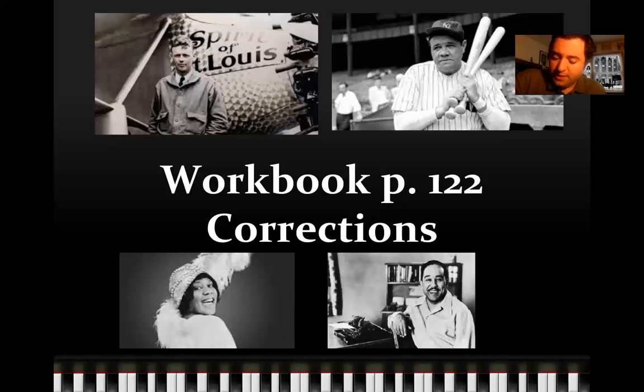6 through 14, match each person with his or her description. Number 6, Louis Armstrong. It's a big one. F, trumpeter who helped create jazz music. 7, Bessie Smith. G, a jazz singer. 8, Ernest Hemingway. I, author of The Sun Also Rises and A Farewell to Arms.